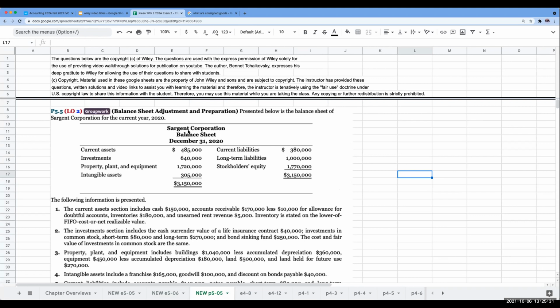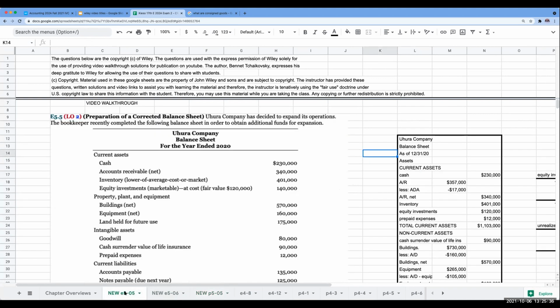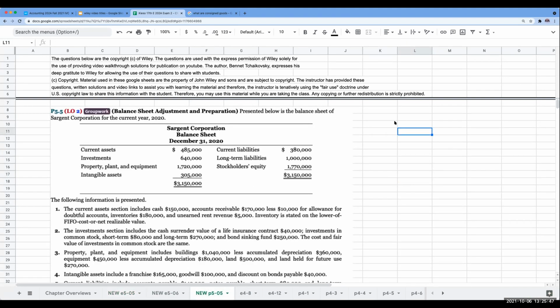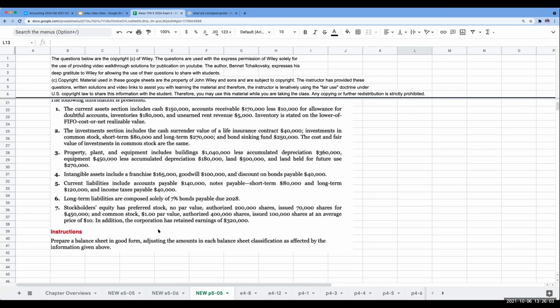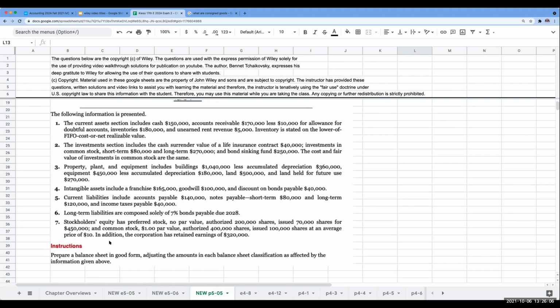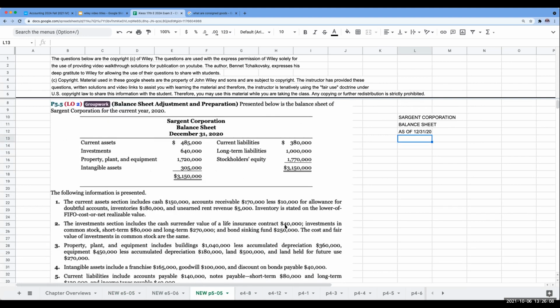Okay, so we've got over here the Sargent Corporation balance sheet. Again, the one where I really get into talking about the balance sheet and showing you different companies is exercise 5.5. That one is probably overkill, but let's just go to problem 5.5. So we've got Sargent Corporation, balance sheet as of 12/31/20. We have to show the breakout of this, and I think it's asking us to prepare a balance sheet in good form, adjusting each classification by the information given above.